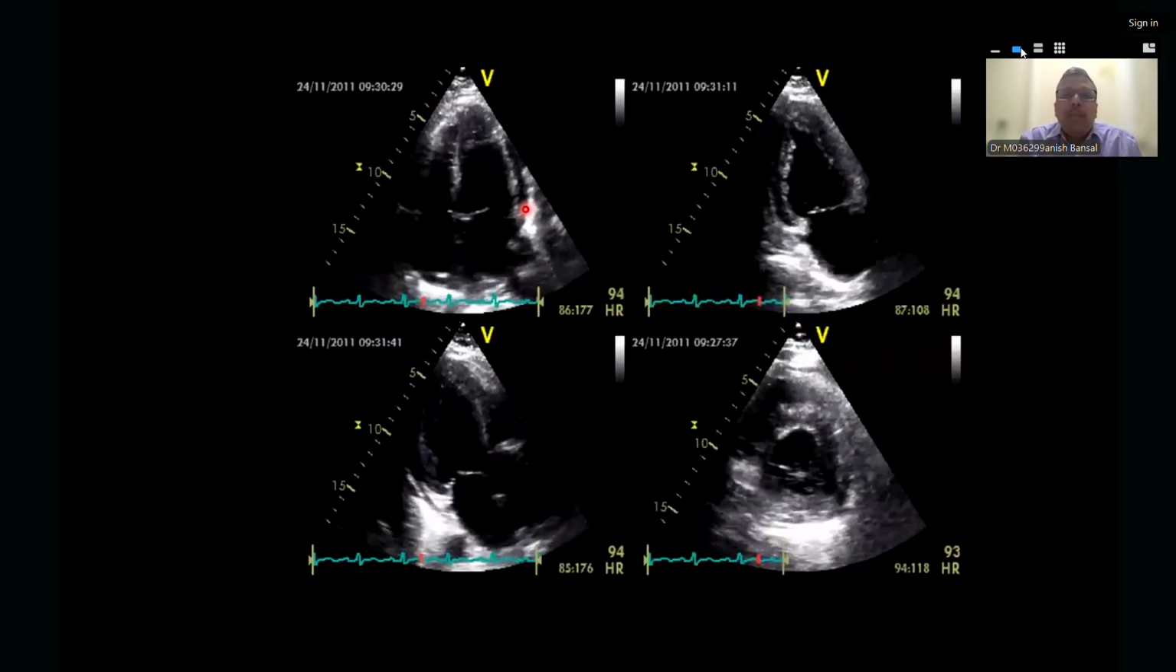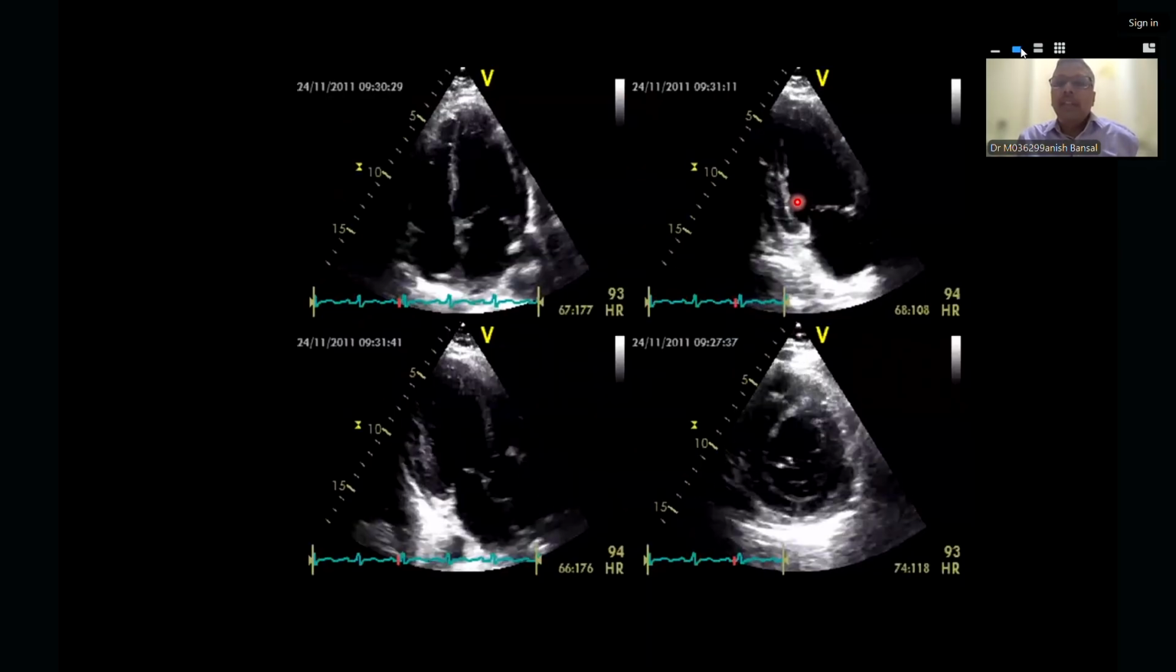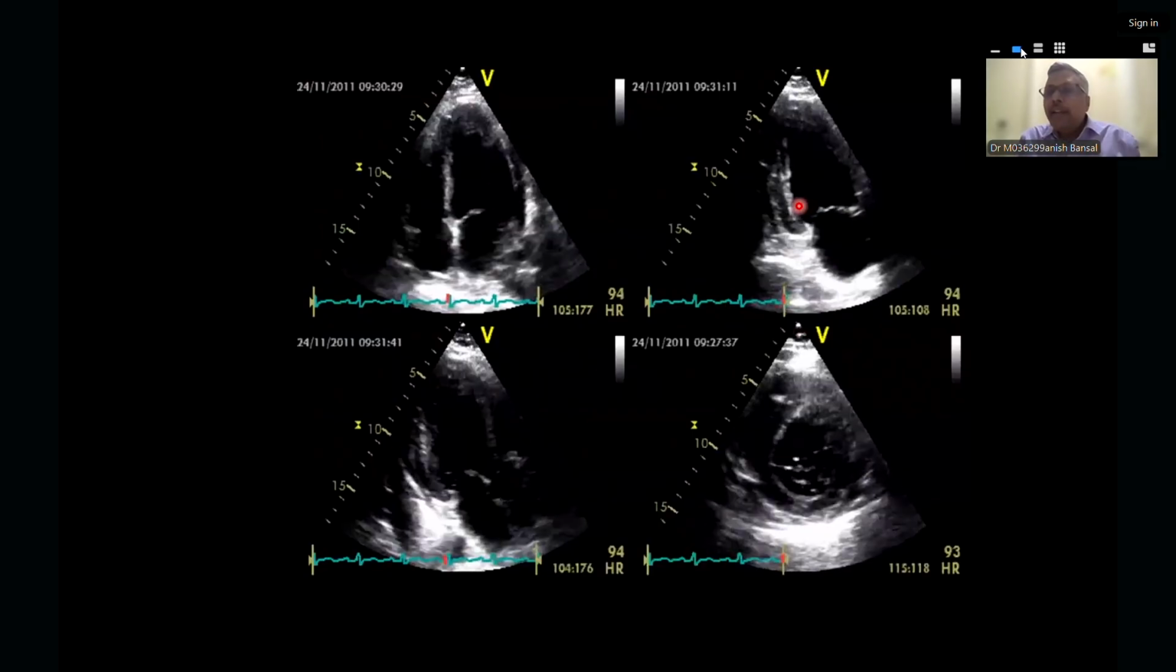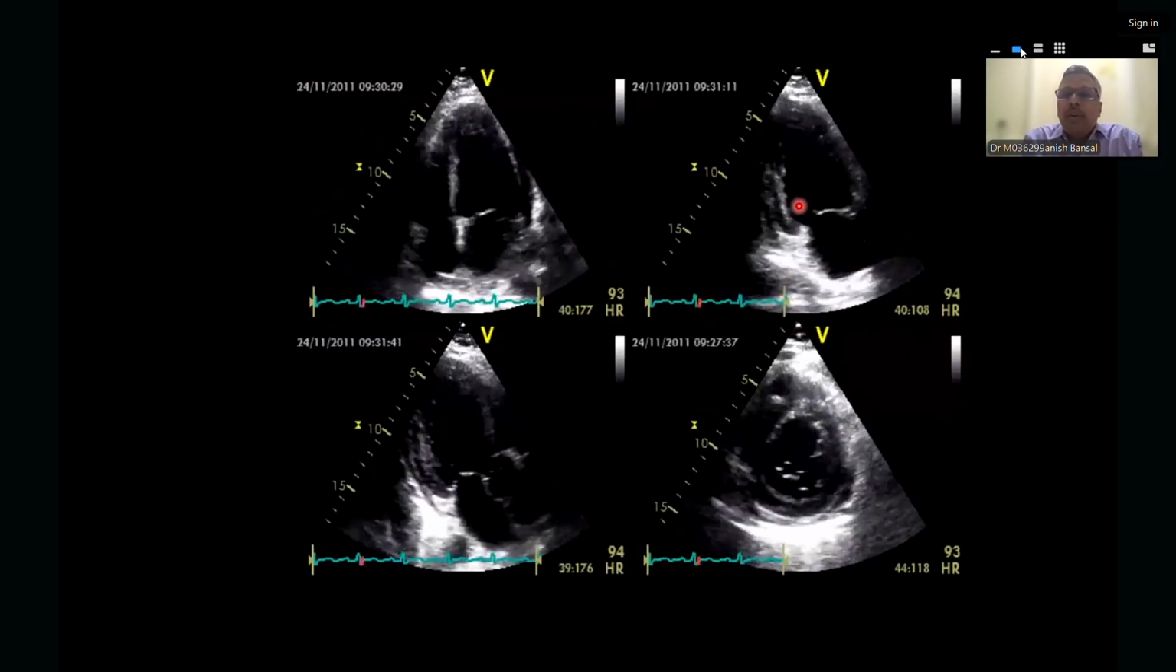The patient has had an inferior wall MI, EF is around 40-45%. The inferior wall is akinetic, as we can see. So by EF criteria, this patient is not a candidate for ICD.